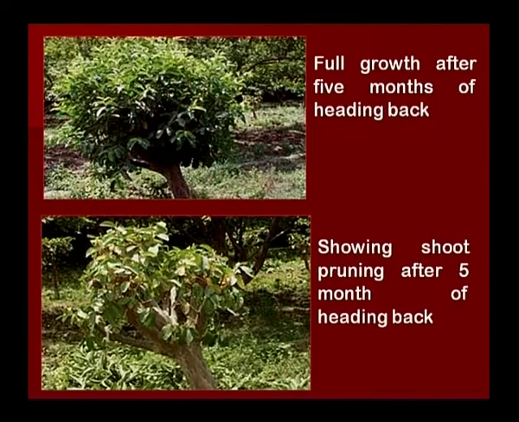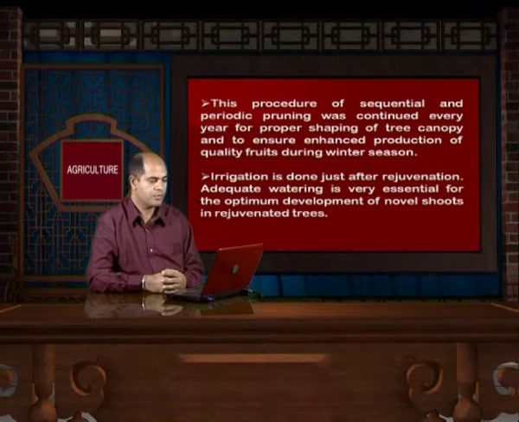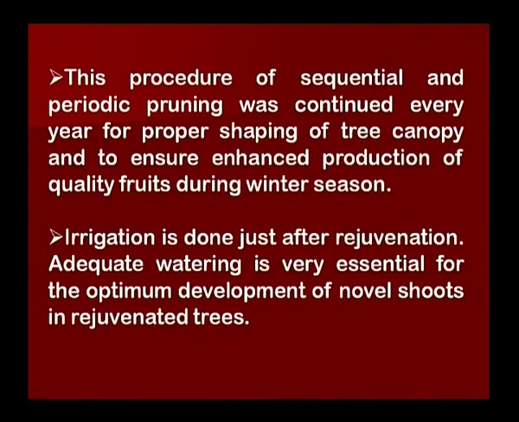This slide shows the full growth after 5 months of heading back in the first picture, and the second picture shows shoot pruning after 5 months of heading back. This procedure of sequential and periodic pruning was continued every year for proper shaping of the tree canopy and to ensure enhanced production of quality fruits during the winter season.